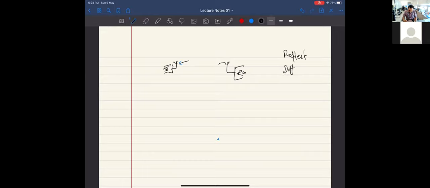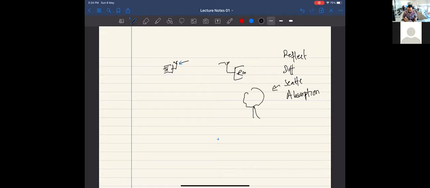diffraction, scattering, absorption. And I think that is enough. Yeah, that is enough. So the scattering example is a tree, for example.